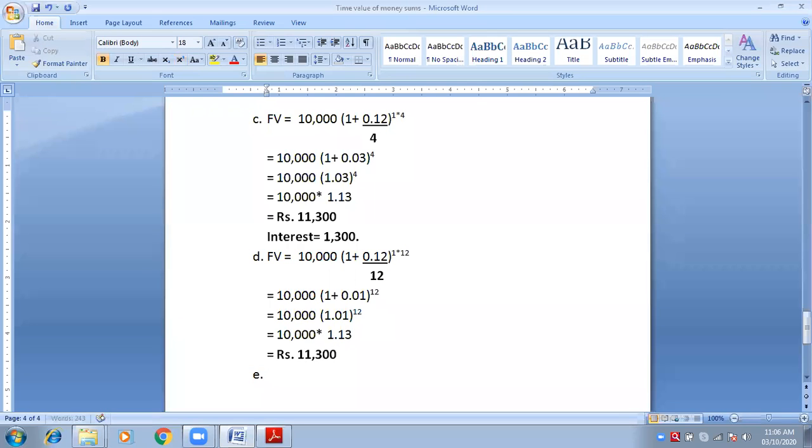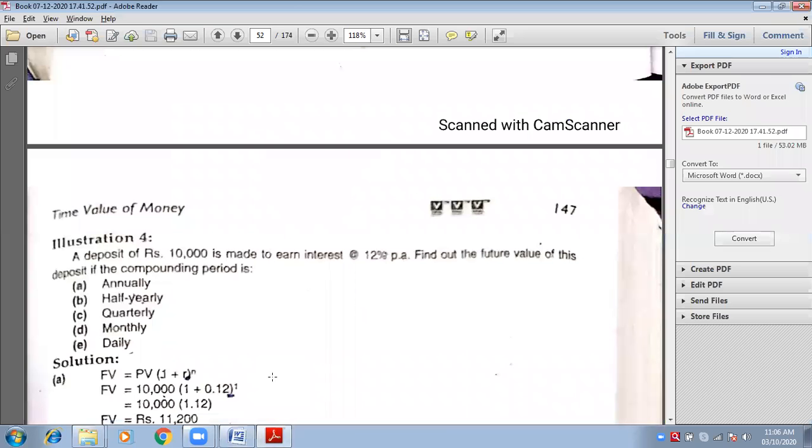So it is 11,300. So almost first and second case is same. And third and fourth case, the answer is same. The interest is 1,300 rupees.